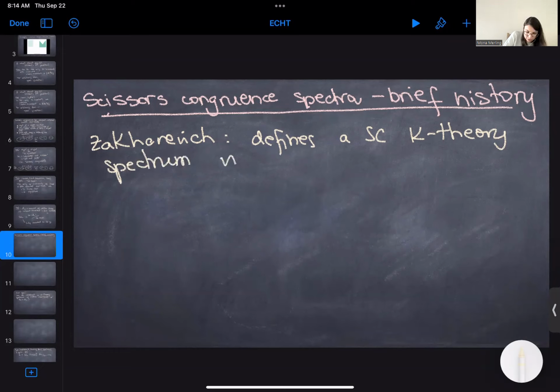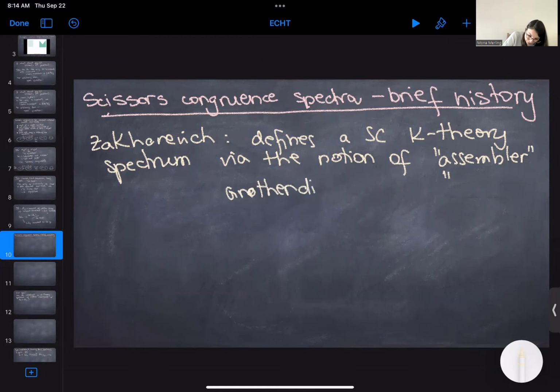So via the notion of what she called an assembler. I'm not going to give the full definition since we're not actually going to use it. But this was the first construction of scissors congruence K-theory. This is a Grothendieck site plus some extra data.